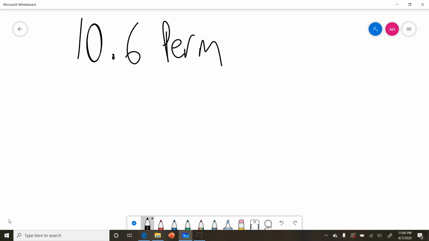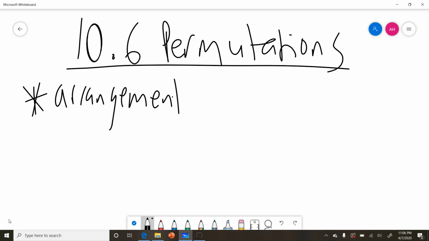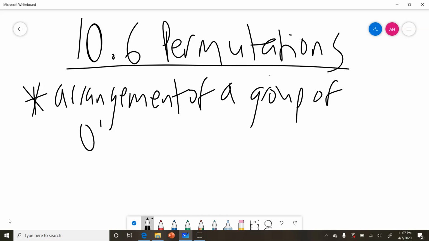So today is about permutations. That's probably a word you haven't heard before. A little bit of a weird one. Permutation, and what that basically means is the arrangement of a group of objects.